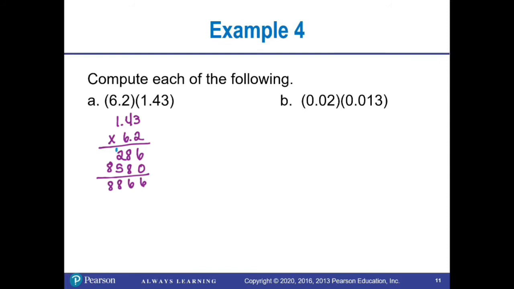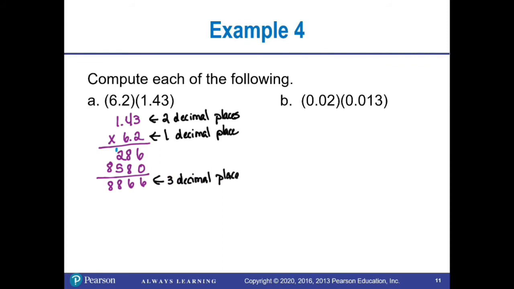Then add. Notice my first number has 2 decimal places. My second factor has 1 decimal place. That tells me my final answer will have 3 decimal places. And so my answer is 8.866.